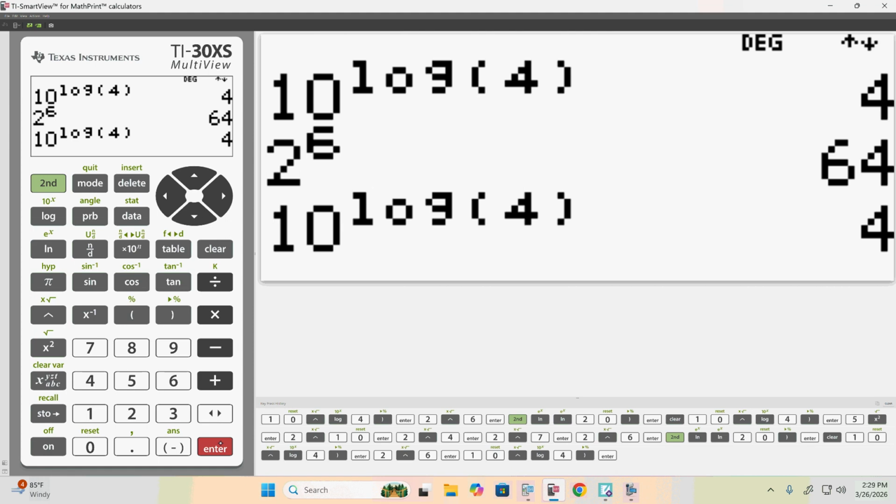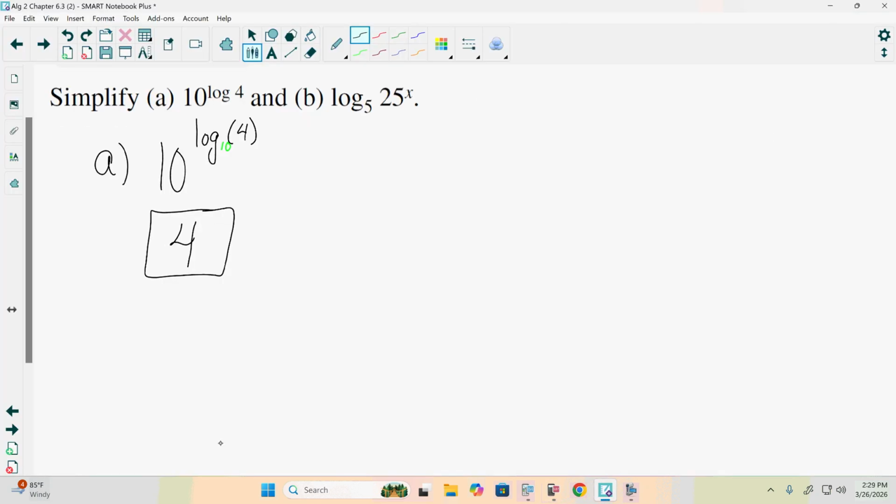It has to be in an exponent. Because since the base of the log is 10, and the base that we put the logarithm to is 10, they simplify out, leaving us with what's inside the logarithm, which is just 4.